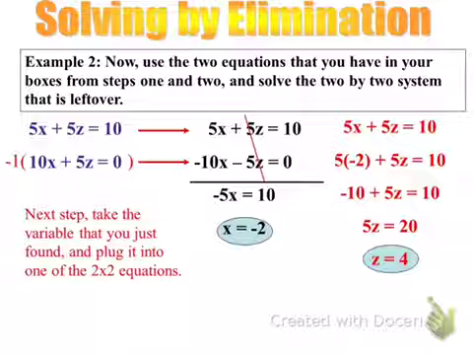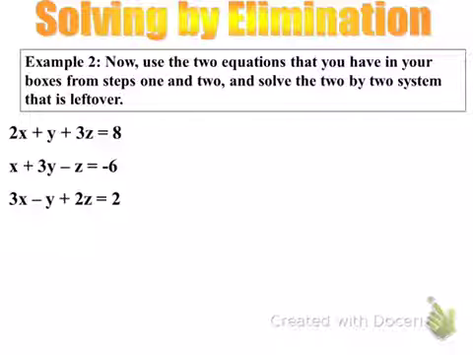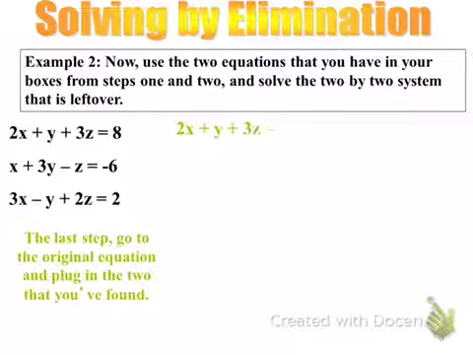Now we just have to find which variable. Which variable is missing at this point? Y is missing, right? So we need to go back to one of our original equations that has x, y, and z. It doesn't matter which one you use. This one uses the first equation, but any equation that you use is going to work for you.